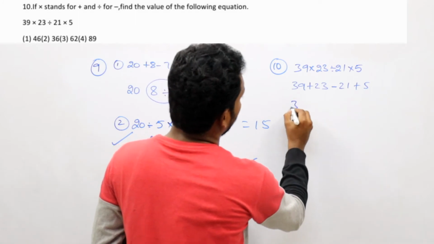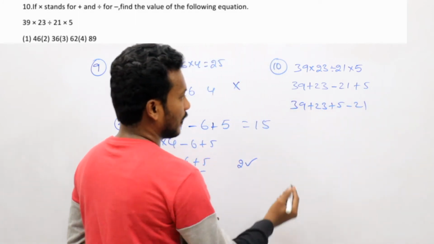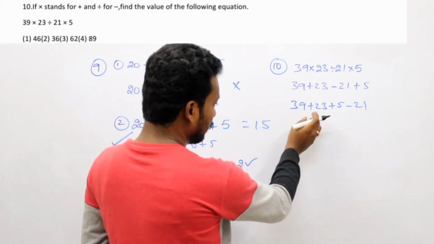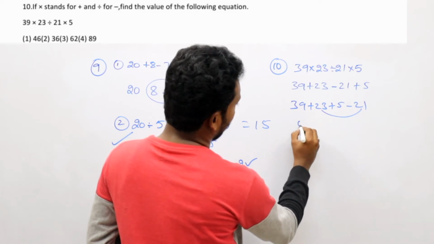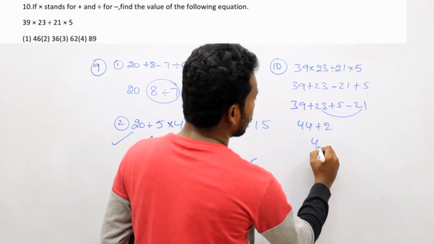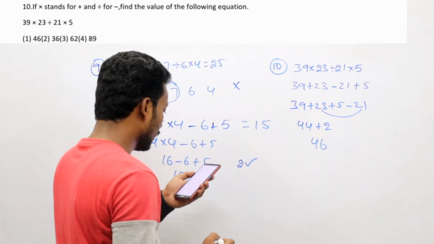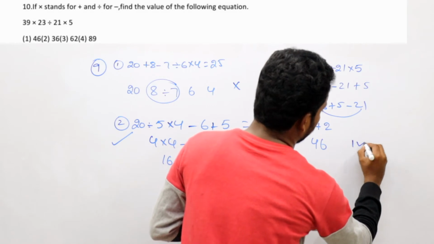First we have to write like this. Don't confuse this one: 39 plus 5 minus 21. 39 plus 5 is 44, plus 23 minus 21 is 2. Now the answer is 46. In the 10th one we needed 46, and 46 is in the first option.